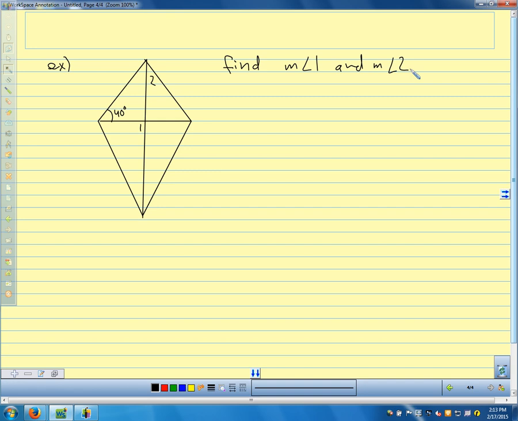So what's the easiest angle to find here? Measure angle 1, what does it have to be? 90, right? Because these intersect at right angles, so that one's 90. So the measure of angle 1, that's an easy one, 90 degrees. Well, how are we going to find the measure of angle 2?